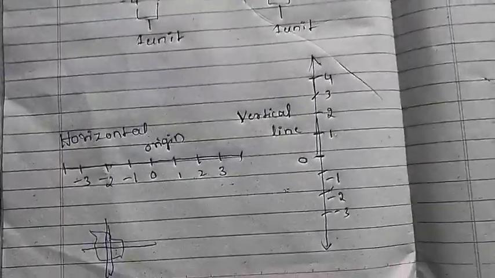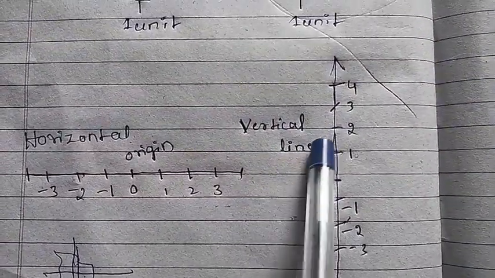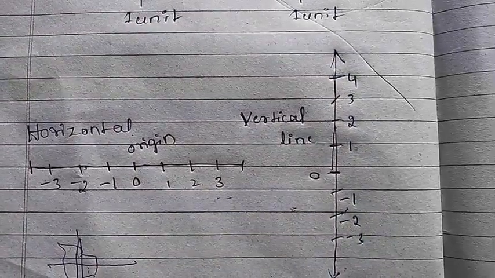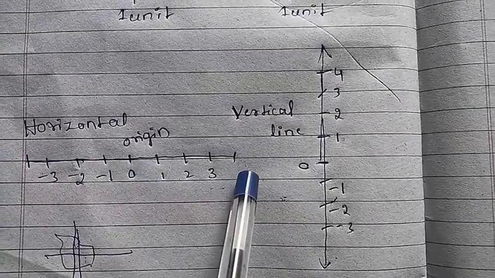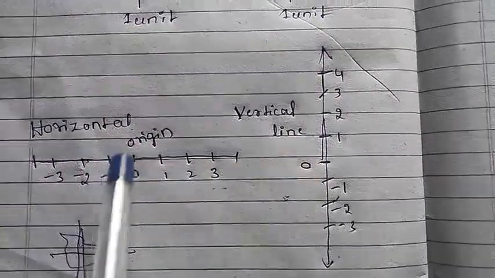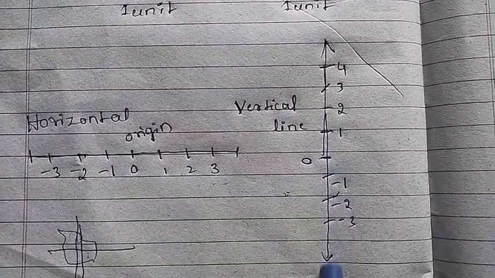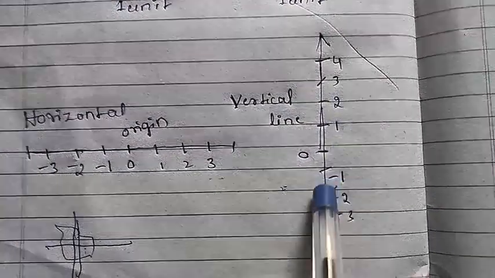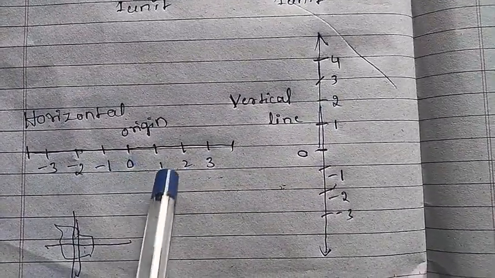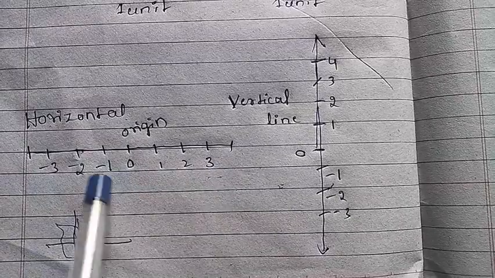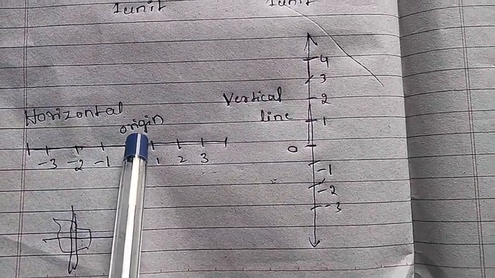Now see the next points here. We know this line is called the vertical line, and this line is called the horizontal line. Vertical and horizontal lines. Now the middle fixed point is 0. Below this 0 are negative integers. Above this 0 are the positive integers. Similarly here, to the right of 0 the numbers are positive integers, and to the left of 0 the integers are negative. The fixed point is called the origin.